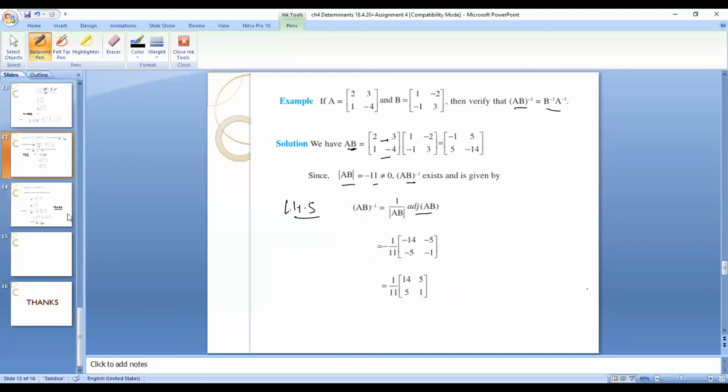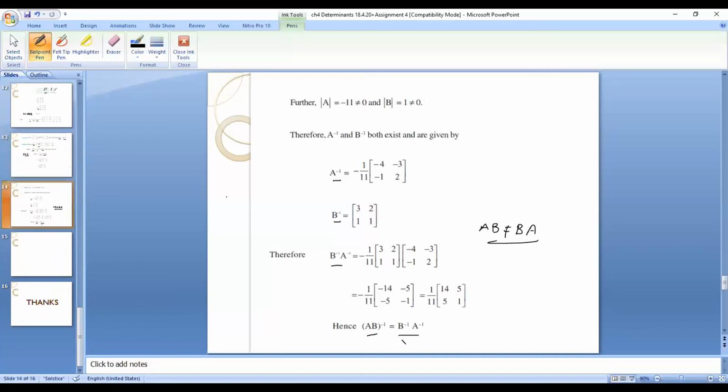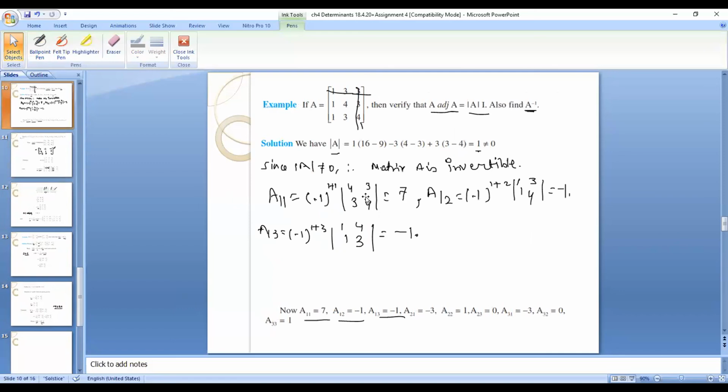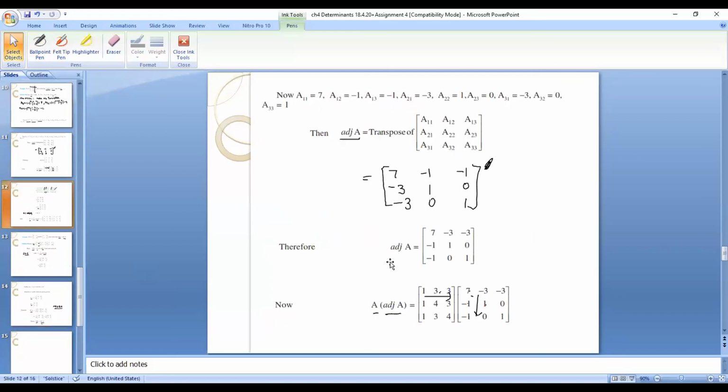Next questions we will be doing on Monday. Right now, for the last 1 minute, you will be practicing only A inverse, adjoint, cofactors, and minors, right? Then we will be going for the next questions.